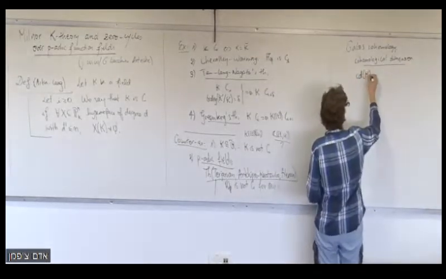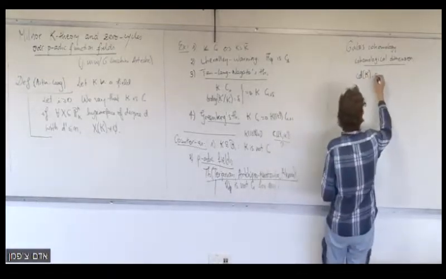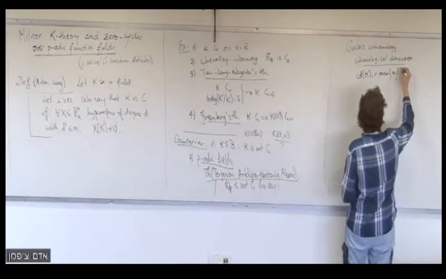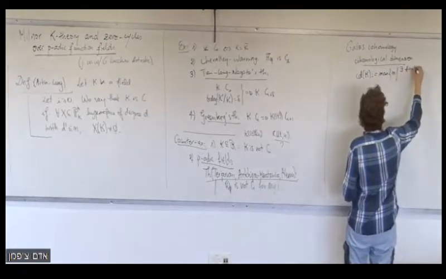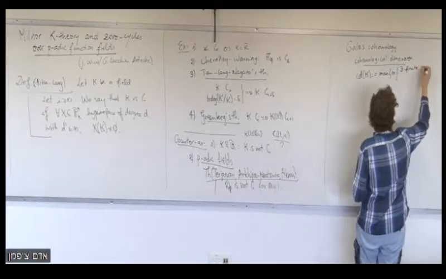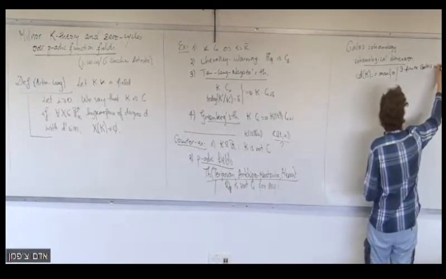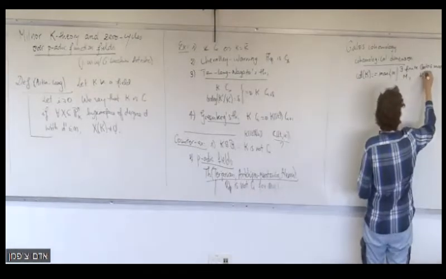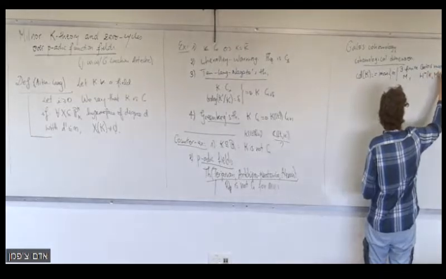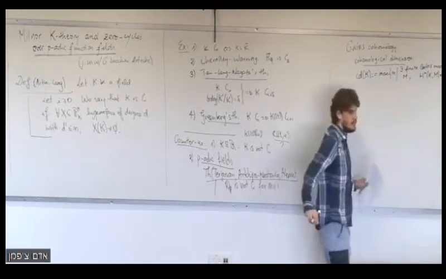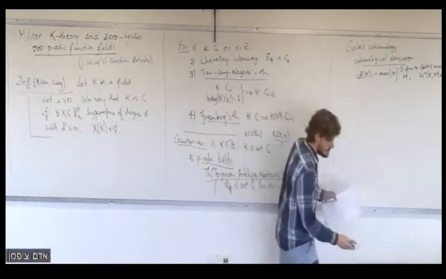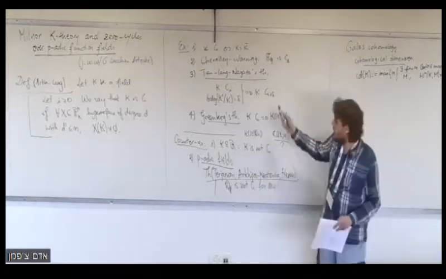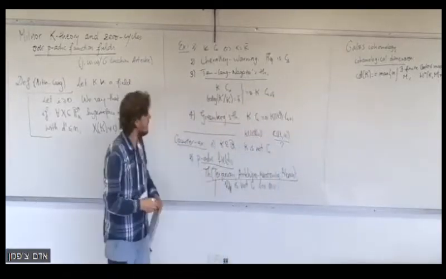It is defined as follows. The cohomological dimension of the field K is the maximum of the integers n such that there exists a finite Galois module M such that H^n(K, M) is non-trivial. Okay, so why did I introduce this invariant? Well, because it behaves in a very similar way to what I showed you here about the C_i properties.